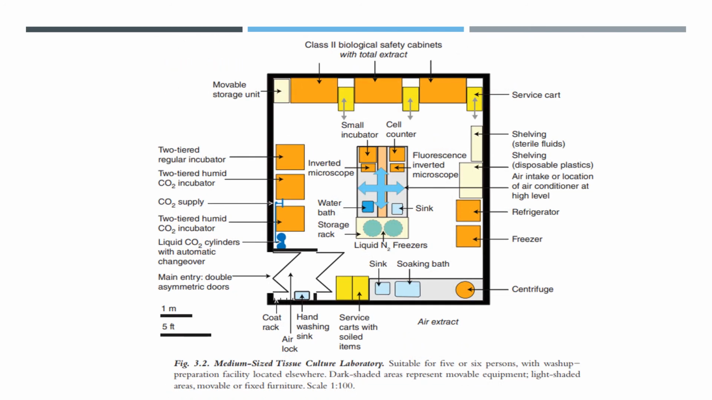This layout is for a medium-sized tissue culture laboratory. Now, this is suitable for about 5 to 6 people working. The wash and preparation facility is located elsewhere here. Now, the sterile handling area is slightly larger so that it can accommodate more people. We have here 3 Class 2 biological safety cabinets.